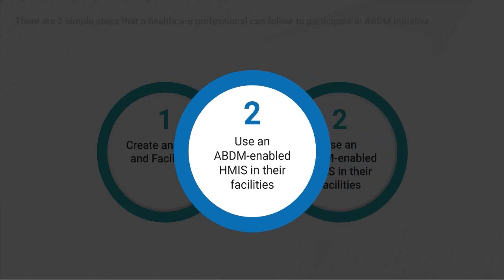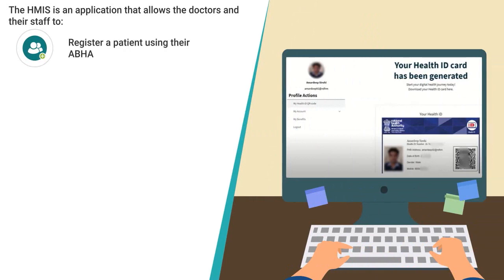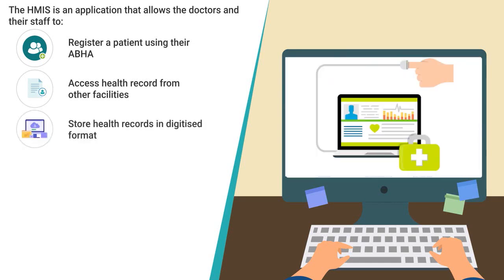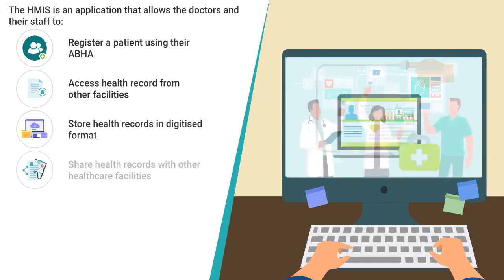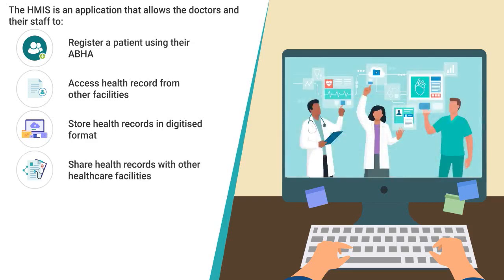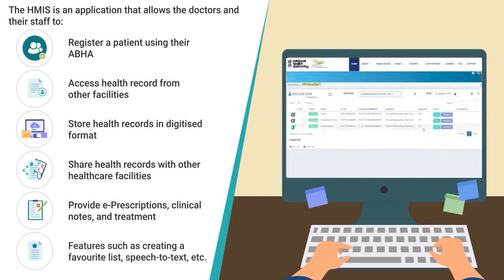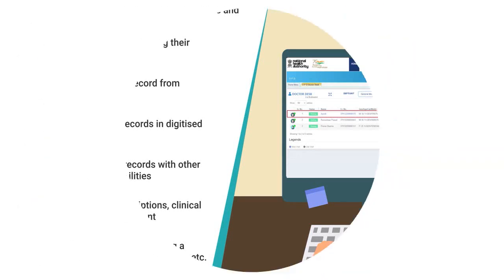Step 2. Use an ABDM-enabled HMIS. The HMIS is an application that allows the doctors and their staff to register a patient using their Aadhaar, access health record from other facilities, example, other hospitals, labs, etc., store health records in digitized format, share health records with other healthcare facilities, provide e-prescriptions, clinical notes, and treatment. Other features such as creating a favorite list, speech to text, etc. as may be made available by the HMIS provider.